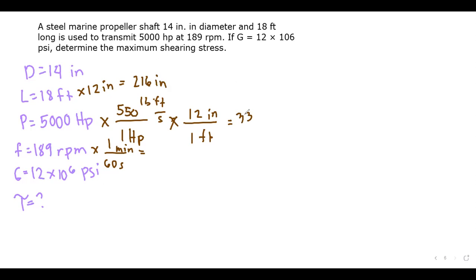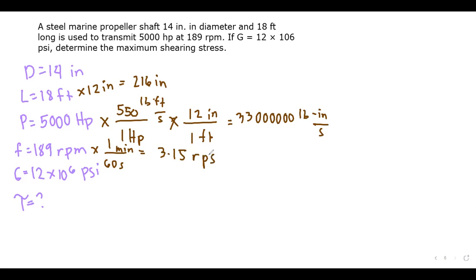Okay, so we have here, oh my God, sobrang laki. 33,246... 1, 2, 3, 4, 5, 6 pound inch per second. And of course, 189 divided by 60. We have here 3.15 RPS.